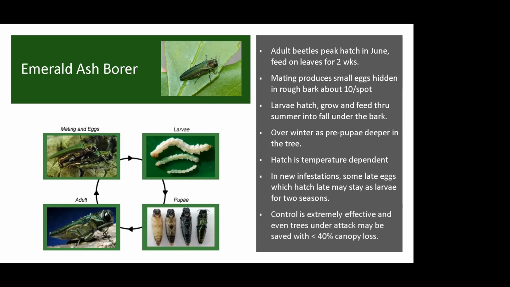The key to remember with emerald ash borer is the control is extremely effective. In fact, we can save trees that may have as much as 40% canopy loss. I've actually saved trees with more, but I make sure that people know that there's no guarantee that we can actually save a tree with that much damage because there's so much internal damage we may be unaware of.